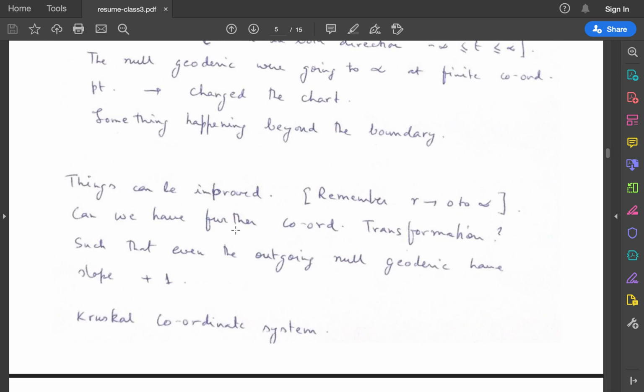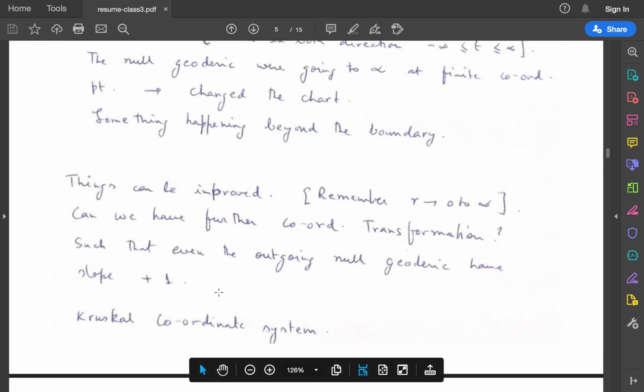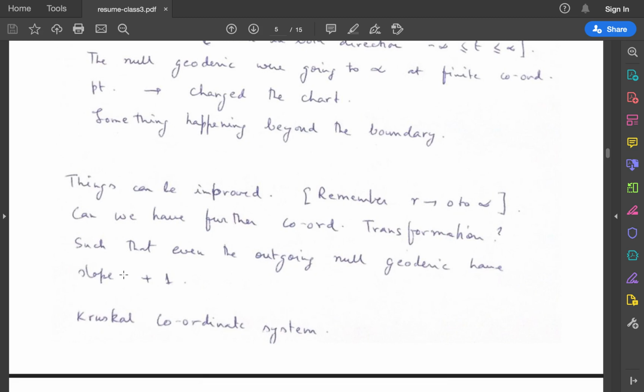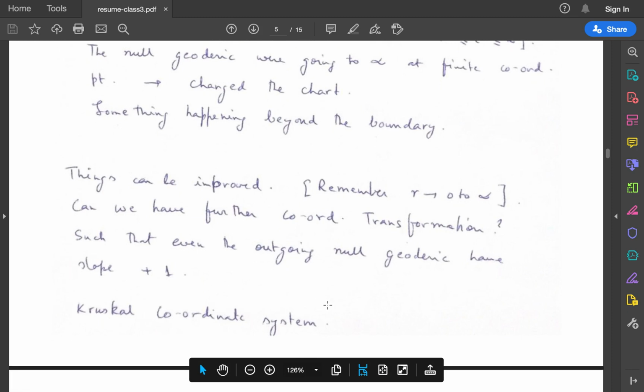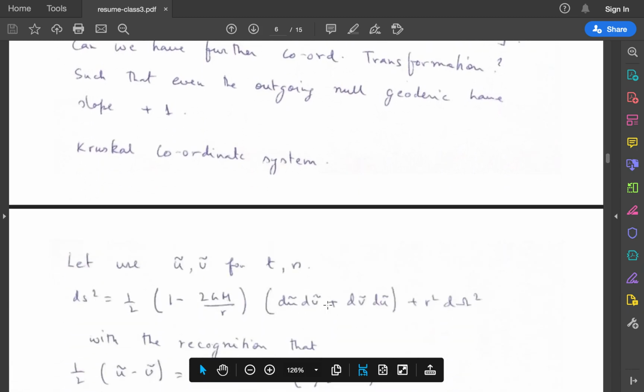What we want is that even the outgoing null geodesic has a slope of +1. Can we do that? That means both the incoming null geodesic has a slope of -1, and the outgoing null geodesic has a slope of +1. Can we simultaneously do that? Yes, we can, and this was done in the Kruskal coordinate system. So let us look into what the Kruskal coordinate system is.